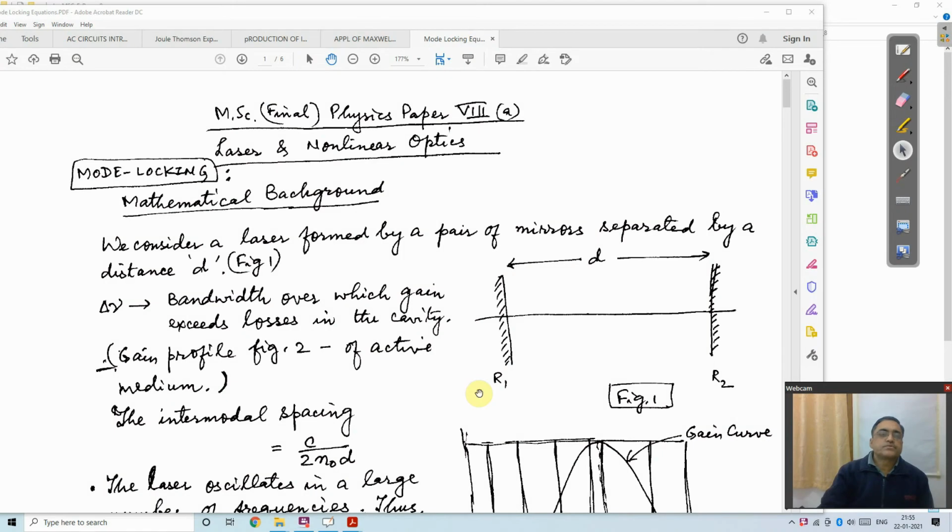Welcome students. In this lecture, we shall discuss the mathematical basis of mode locking. For this, we consider a laser formed by a pair of mirrors separated by a distance d, as you see in figure 1.